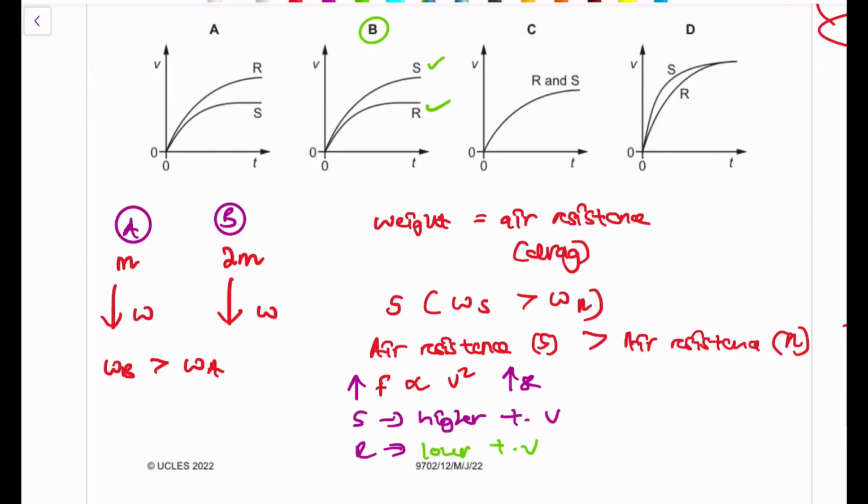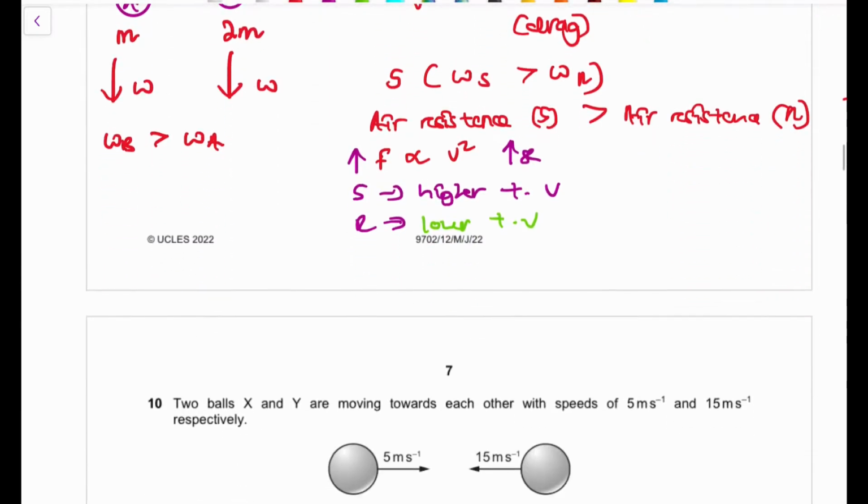Why? Because its weight is greater. If the weight is greater, the air resistance is also greater. If the air resistance is greater, it means that the velocity also has to be greater, because velocity increases so that the air resistance can counteract that weight.